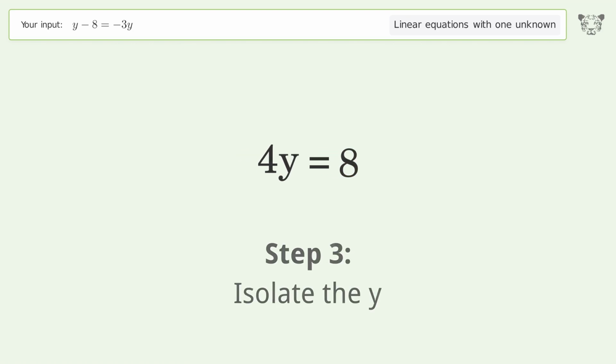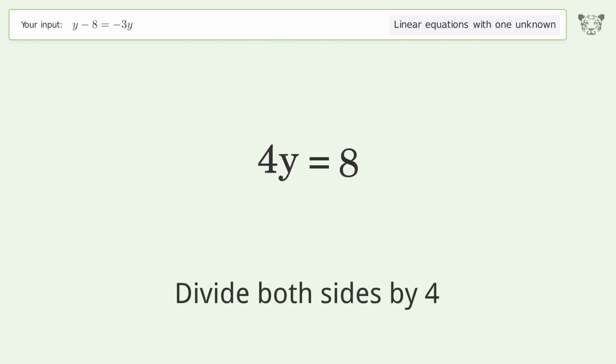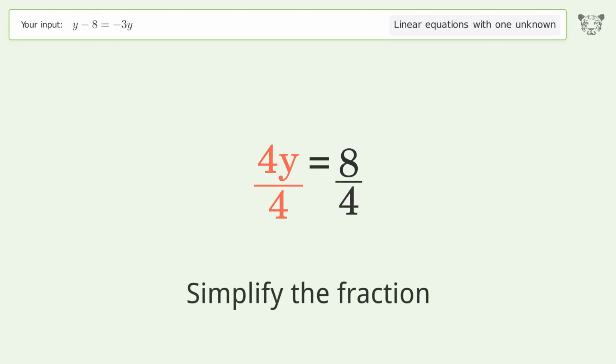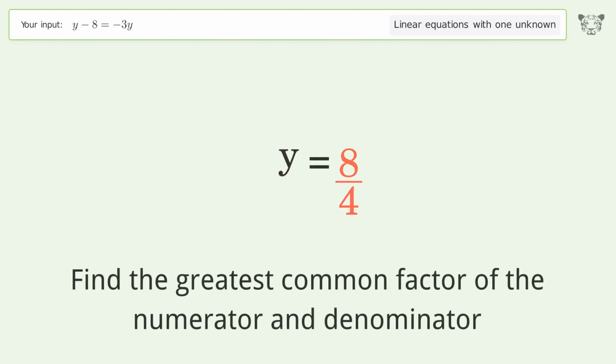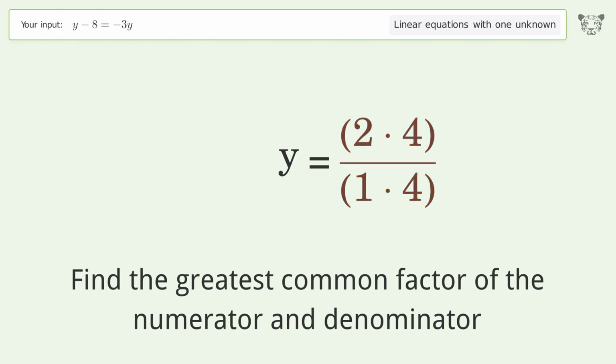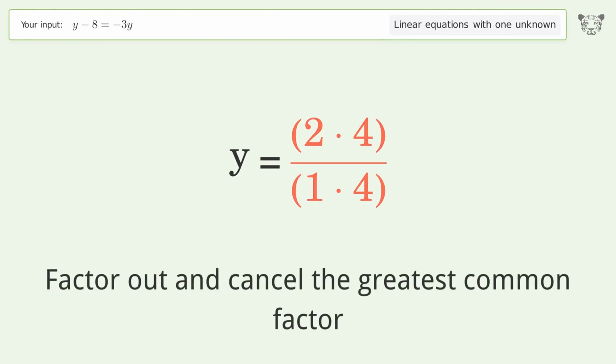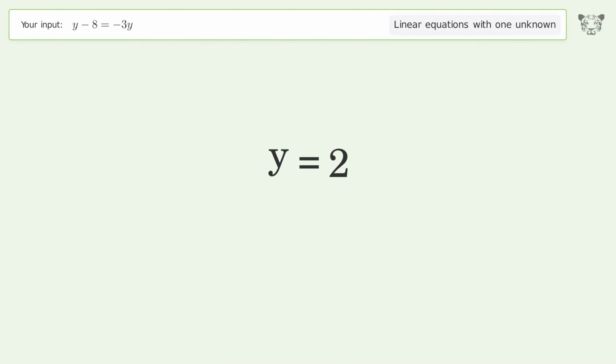Isolate the y. Divide both sides by 4. Simplify the fraction. Find the greatest common factor of the numerator and denominator. Factor out and cancel the greatest common factor. And so the final result is y equals 2.